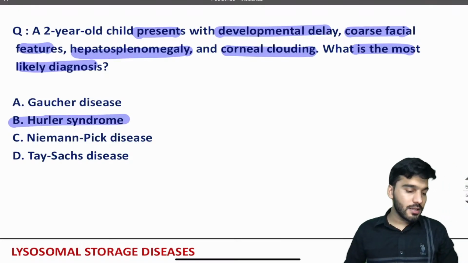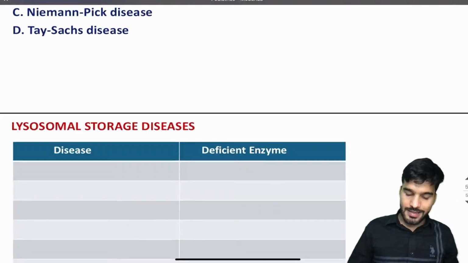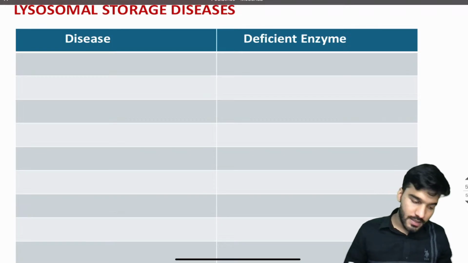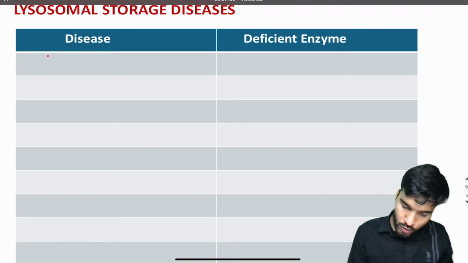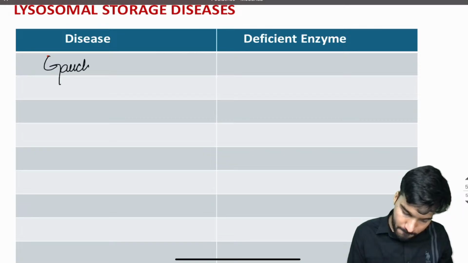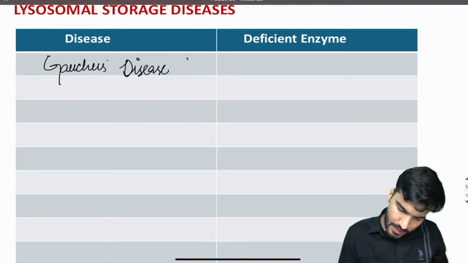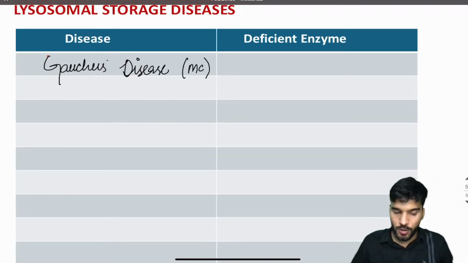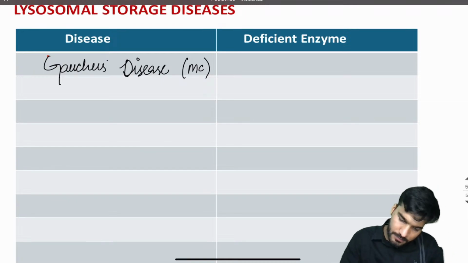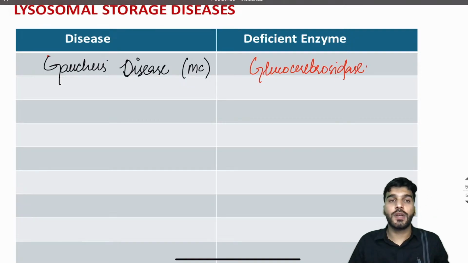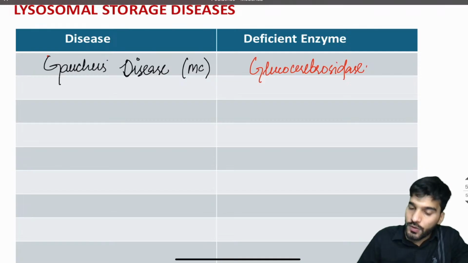Now let's discuss the lysosomal storage diseases and the enzymes deficient. If we talk about the most common lysosomal storage disease, the most common one is going to be Gaucher's disease. The enzyme deficient in Gaucher's disease is glucocerebrosidase.